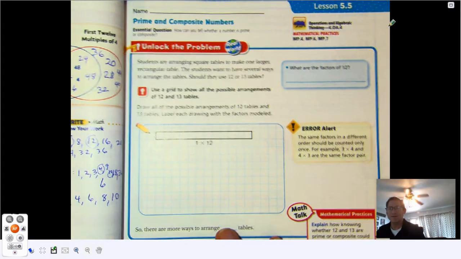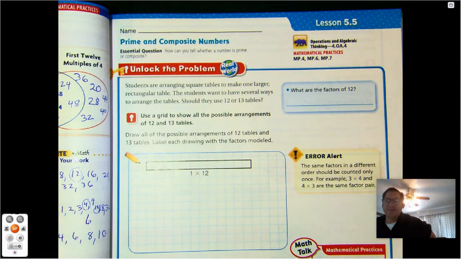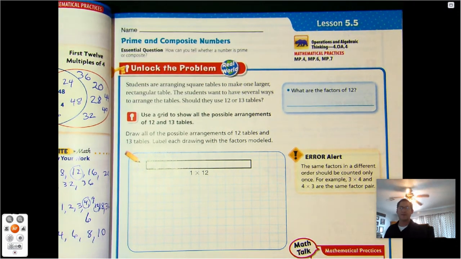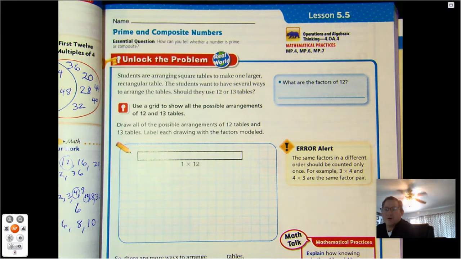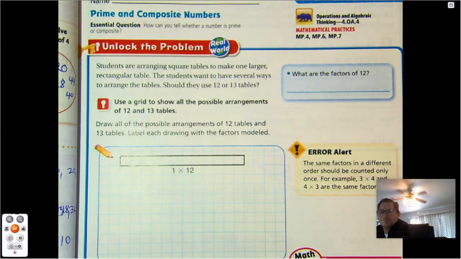Hello, everybody. All right, so today's lesson 5.5 on page 219 of your fourth grade book, we'll be talking about prime and composite numbers. Okay, and so it says, how can you tell whether a number is prime or composite? Well, let's look at the unlock the problem. Students are arranging square tables to make one larger rectangular table. The students want to have several ways to arrange the tables. Should they use 12 or 13 tables?